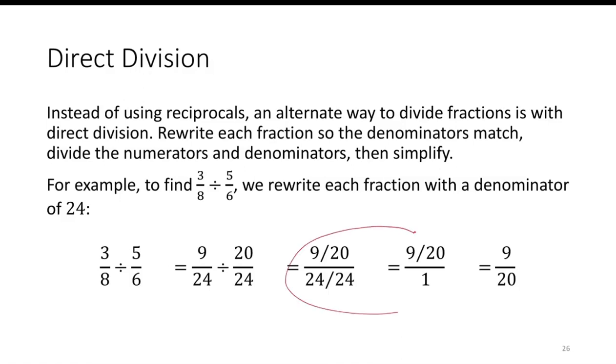We don't really need to show these two steps here. You can if you want, but whatever the numerators are is going to be my final answer, other than simplifying.